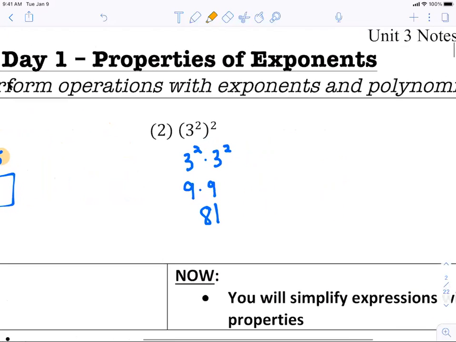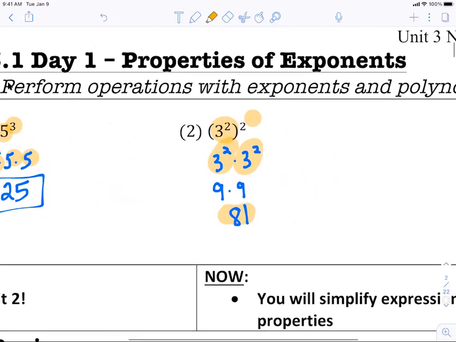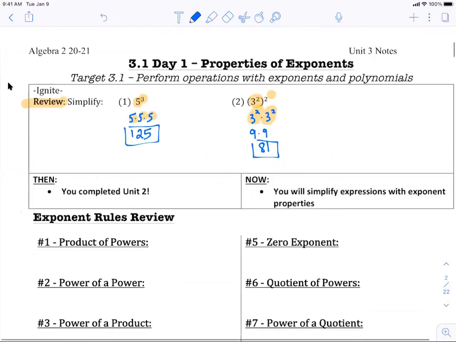Even if we get to something a little bit more complicated, we still have something in the middle that's being squared, which just means for us that we're taking 3 squared and we're multiplying it by itself twice. 3 squared is the same thing as 3 squared times 3 squared. And we know what 3 squared is. 3 times 3 ends up being 9. So 9 times 9 ends up being 81, which is our final answer. So exponents really kind of follow a lot of those main rules.